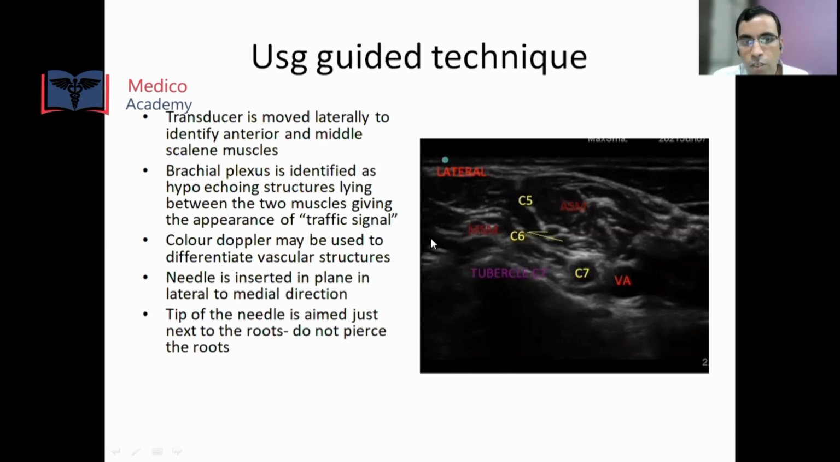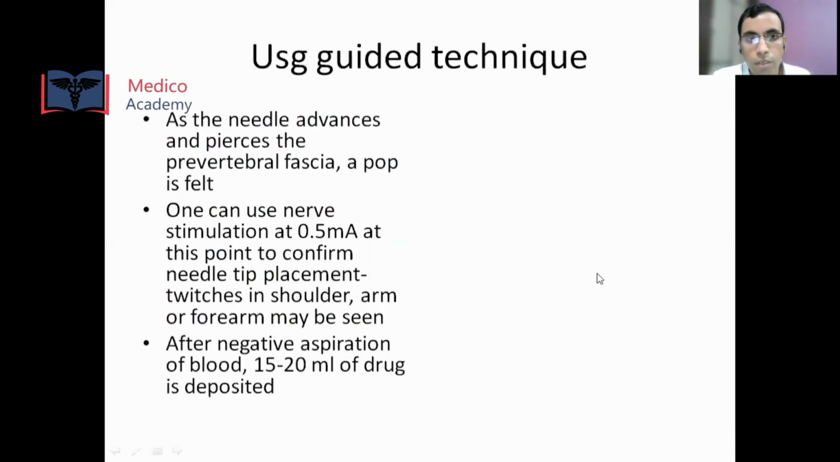Color Doppler should be used to differentiate vascular structures which may be lying in the vicinity. Needle is then inserted in plane in a lateral to medial direction. The tip of the needle is aimed just next to the plexus, not in between the roots. As the needle advances and pierces the prevertebral fascia, a pop is felt.